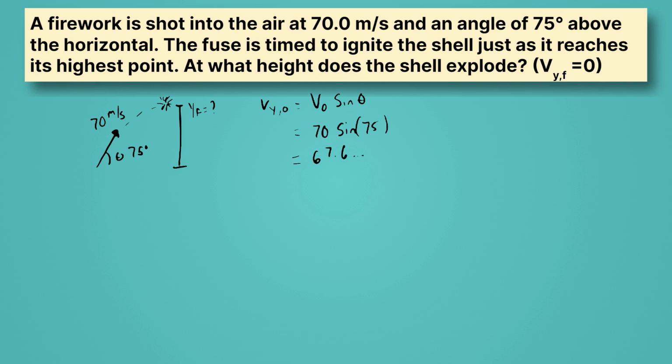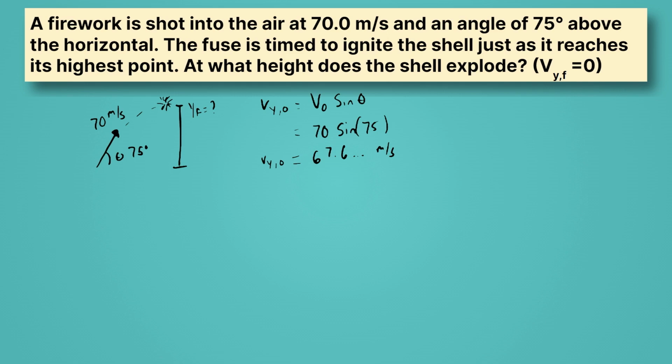67.6. And I'm going to put some dots there to help us remember that that number shouldn't be rounded until the very end. So that's our initial velocity in the Y direction. That's the initial velocity going upwards. Now that we've split it into the components that we need, let's identify any other important knowns.